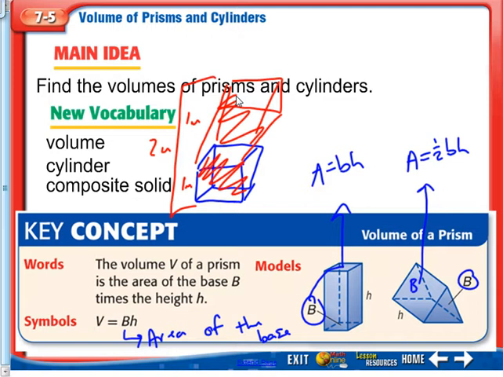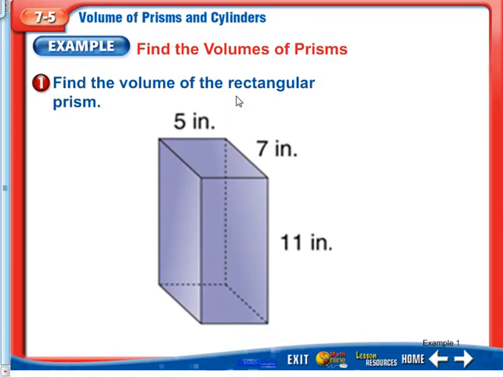A cylinder would be like a pop can or something like this. So then we're dealing with the area of a circle formula. It says find the volume of the rectangular prism. So again, volume equals area of the base times the height. Now, the base is going to be base times height. That's the area of the base times the different height.